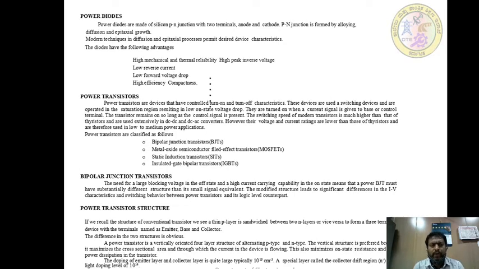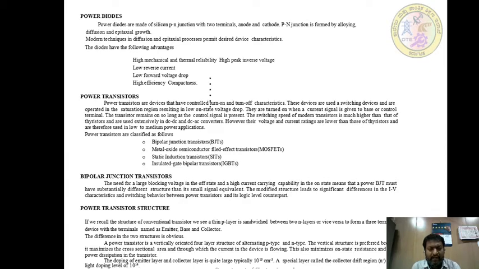So power diodes are made up of silicon PN junctions with two terminals, anode and cathode. The PN junction is formed by allowing diffusion and epitaxial growth. Modern techniques in diffusion and epitaxial processes permit the desired device characteristics. The diodes have the following advantages: high mechanical and thermal reliability, high peak inverse voltage, low reverse current, low forward voltage drop, high efficiency, compactness, and so on.